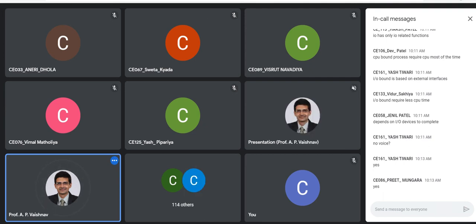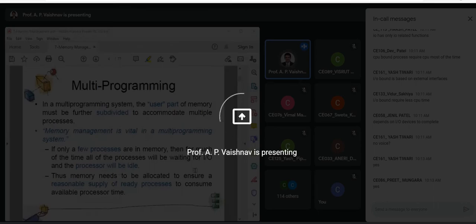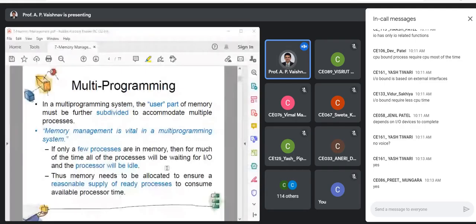So we were discussing what happens if you have only two processes in main memory and both of them are IO bound. What will happen in the worst case? Both of them will be waiting. And when both of them are waiting, what is the CPU's situation? It is idle. Are you clear with this?